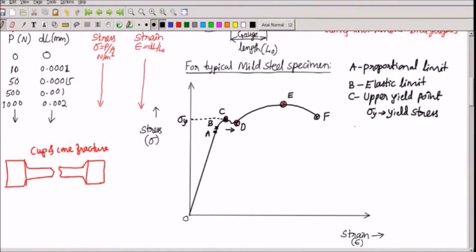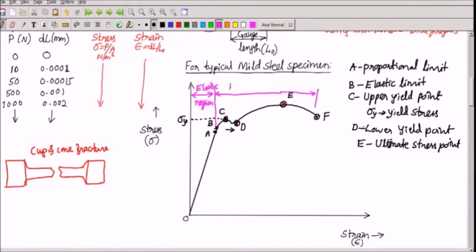And point D is called lower yield point. So observe at point D, if you continue to load, it takes the load. At point C, load will come down, but deformation is observed. But at point D, if you load, it takes the load, and the strain also increases along with that. That is why it is called lower yield point. Point E is called ultimate stress point. It is the maximum stress induced in the specimen and it occurs in the plastic region, beyond the elastic region, that is B here. This region is called elastic region, and beyond this till the fracture point, this is called plastic region. So E is called ultimate stress point and F is called fracture point.